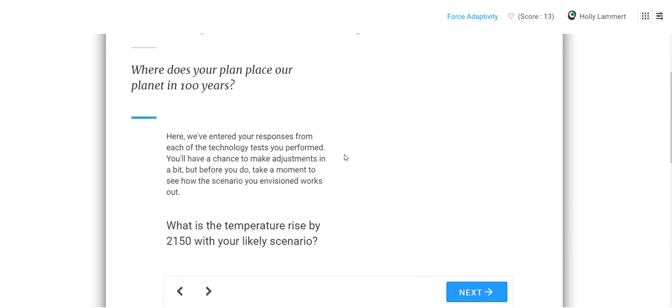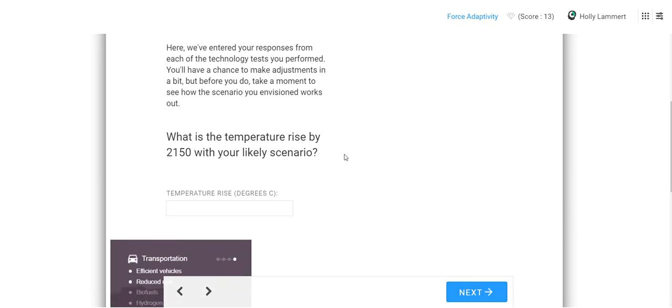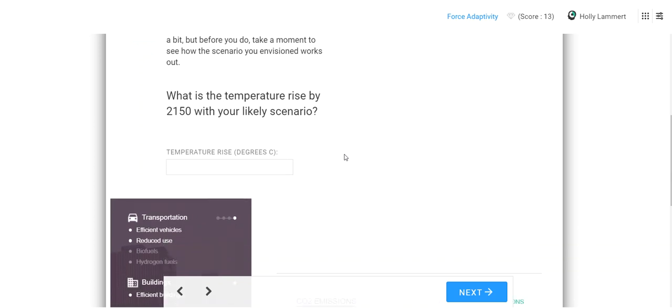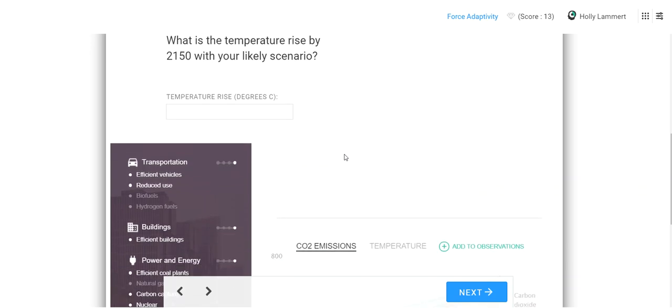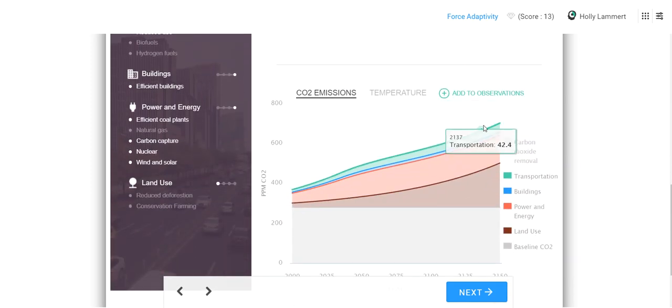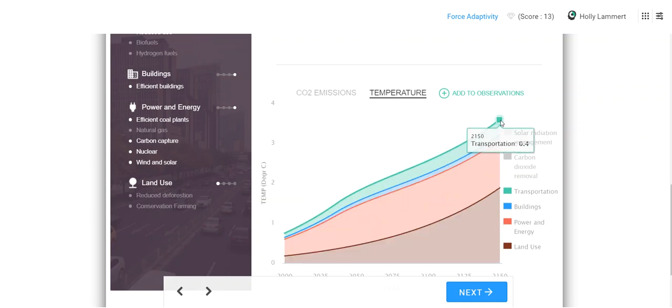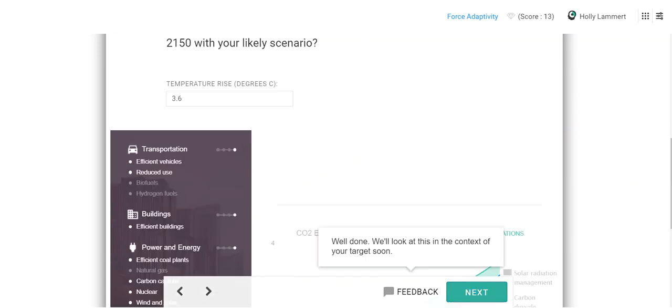But where does your plan place the planet in 100 years? Here we've entered your responses from each of the technology tests you perform. You'll have a chance to make adjustments in a bit, but before you do, take a moment to see how the scenario you envision works out. What is the temperature rise by 2150 with your likely scenario? Okay, so go ahead and add up temperature for what you've determined to be where you should have all these toggles. Okay, so based on what I chose, I got a total of 3.6.